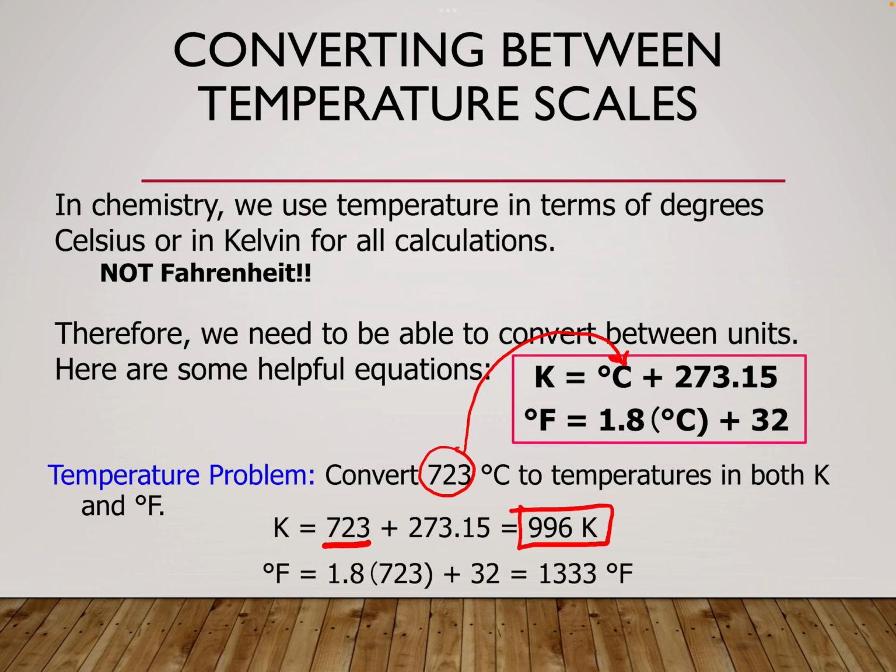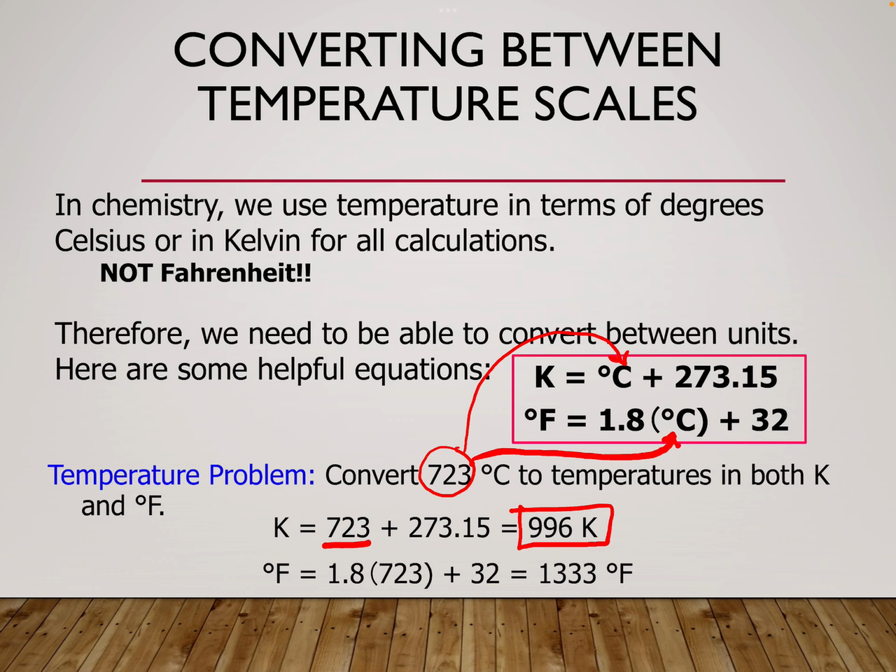All right, and then to convert Celsius to Fahrenheit, again, we take our 723 and plug it in where it says degrees Celsius. So 1.8 times 723 plus 32 will give us our answer in Fahrenheit. Using these equations is pretty straightforward. Just plug your temperature in wherever the unit is, and then solve for the other temperature.